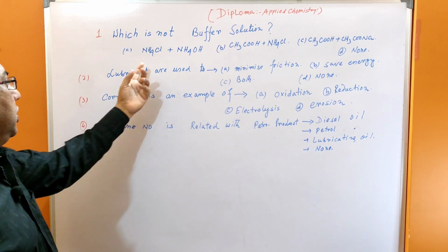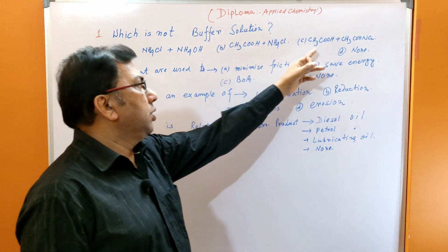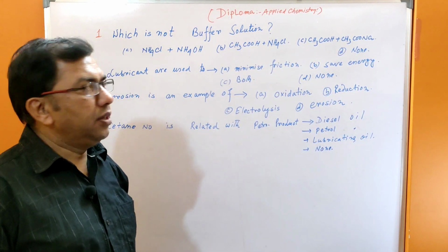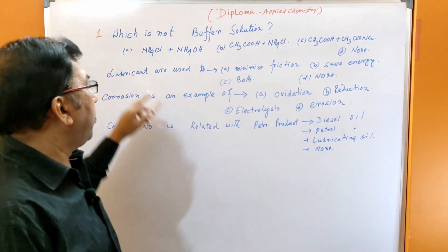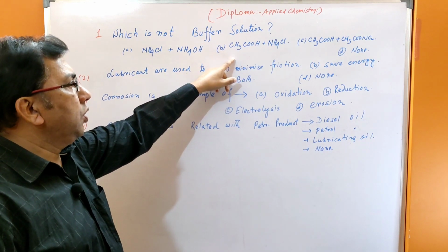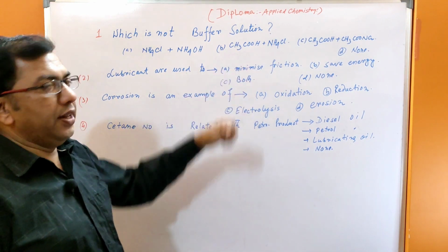Anybody? This is NH4Cl, NH4OH. It is a buffer solution. CH3COOH, CH3COONa, a weak acid and its salt, is a buffer solution. This is also a buffer solution, a weak base and its salt. And this one is not a buffer solution. Okay? So the answer will be B. Clear? This is the answer.